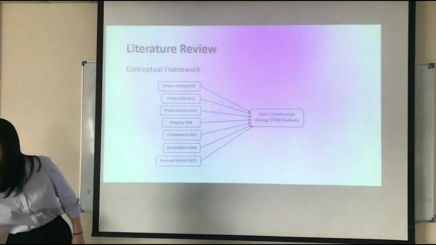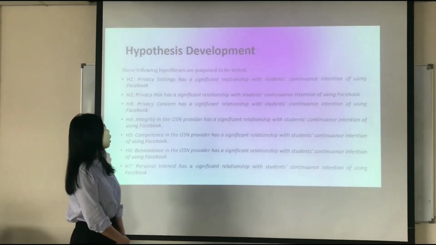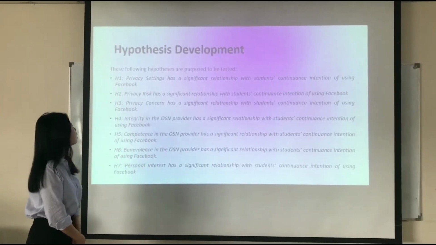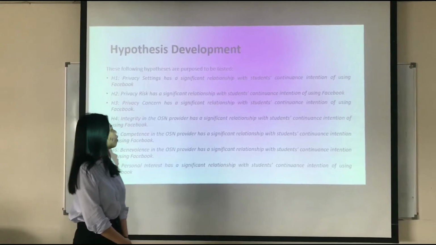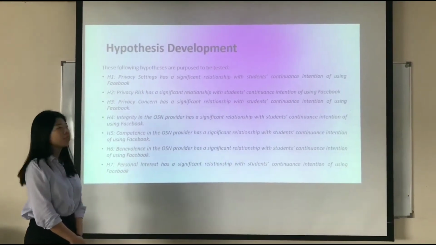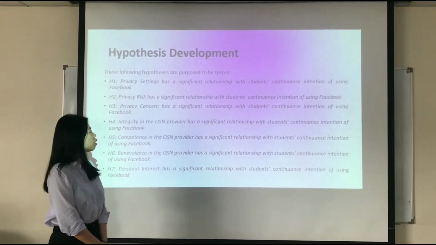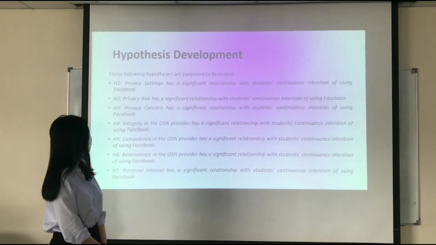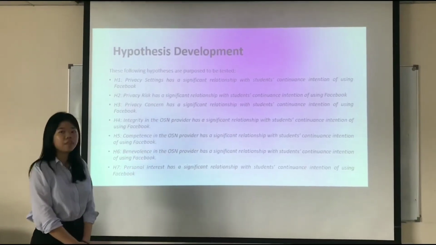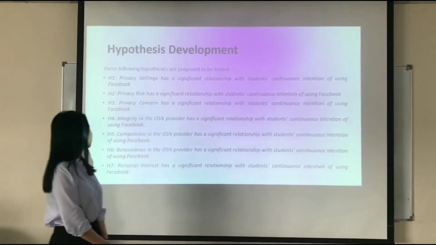And next is hypothesis development. The following hypotheses are proposed to be tested. Hypothesis 1: privacy setting has a significant relationship with students' continuous intention of using Facebook. H2: privacy risk has a significant relationship with students' continuous intention of using Facebook. And H3: privacy concern has a significant relationship with students' continuous intention of using Facebook.